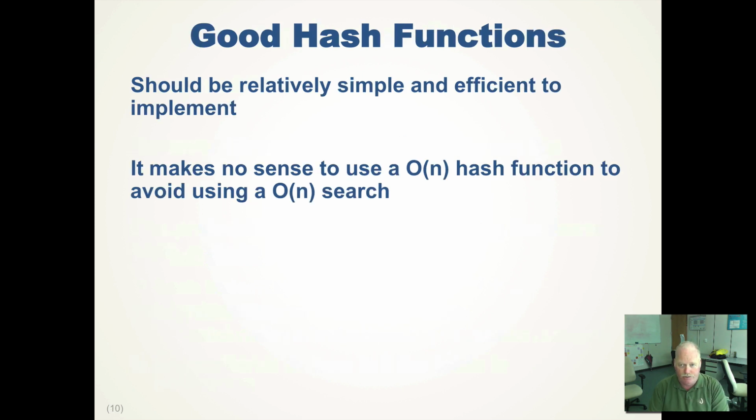So a good hash function should be relatively simple and efficient to implement. If it takes big O of n to calculate your hash, you're wasting your time, because you could do a linear search through the keys and find it in big O of n time. So your hash function needs to be quick. If it's n squared, then it's even worse: it takes longer to calculate the hash than it would to do a linear search. So you want to use a simple hash algorithm, and multiplying by a prime, as we showed you previously, is a quick operation. It's not dependent on the number of keys you have. It's dependent on the length of each key, which is not big O of n. It's a big O of 1 operation.